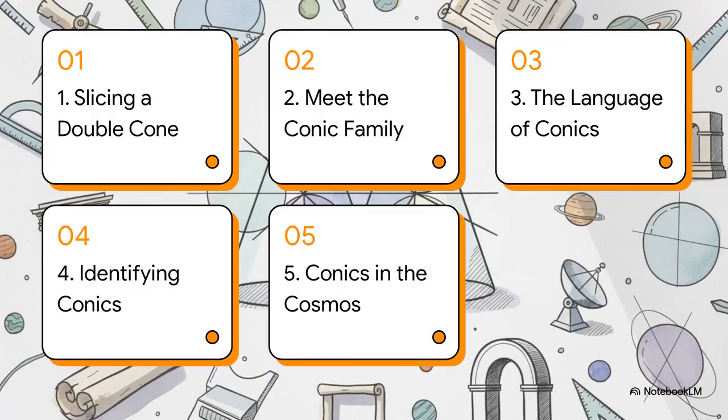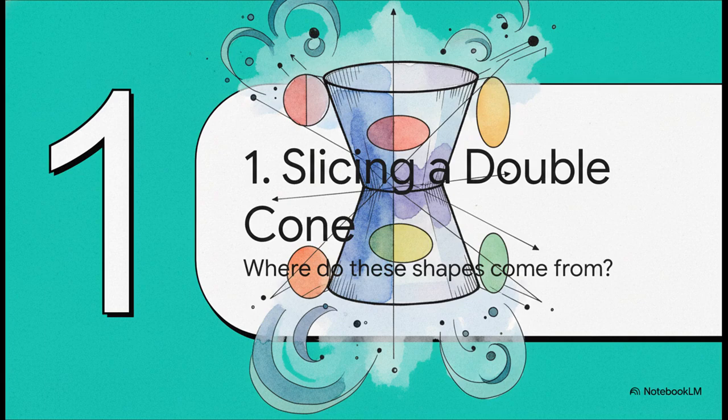So, here's what we've got on tap. First, we'll look at where these shapes actually come from, visually. Then, we'll meet each member of the conic family one by one. After that, we'll get into the algebra, the language they all speak. And to wrap it all up, we'll see how this math isn't just for textbooks. It literally shapes the universe around us. All right, let's kick things off.